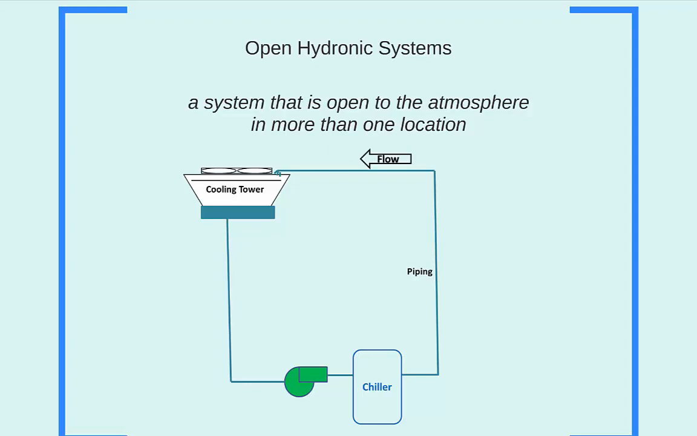In a condenser water loop, those two locations would be at the top of the cooling tower, where the water is dispensed onto the fill, and at the bottom of the tower, where the water that is not evaporated pools up before it is sucked down a pipe back towards the condenser water pump.